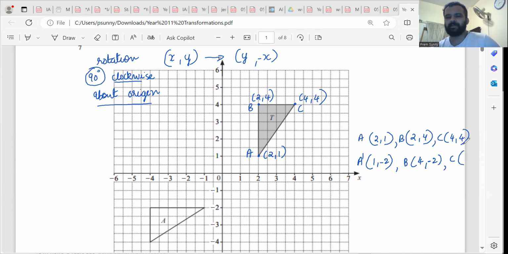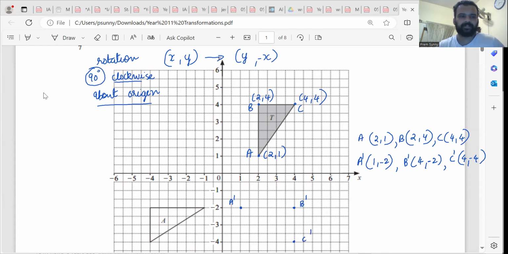Finally, C is 4 and 4. When you swap, it becomes again 4 and 4, and then change the sign. So 1 comma minus 2 will be over here. This will be my A dash. B dash will be 4 comma minus 2. This will be my B dash. And C dash is 4 comma minus 4. This will be my C dash.